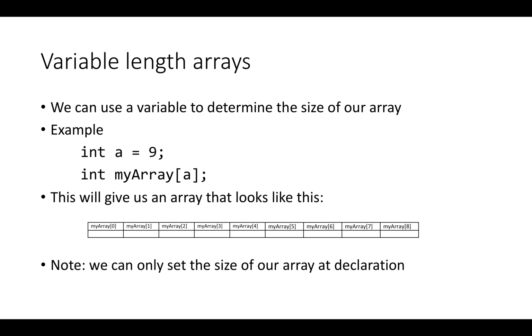So we talked about this before, briefly on Monday, but variable length arrays. We can use a variable to determine the size of our array at runtime. So I could have an integer called a and set it equal to 9, and then I could say int my array of size a, and that will give me an array that looks like this. Remember that when we declare an array and we give it a size, that means we're going to have positions 0 through that number minus 1. So at runtime, we can change the size of our array to be essentially whatever we want.